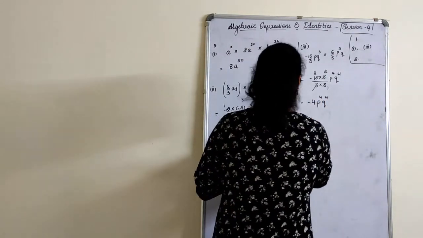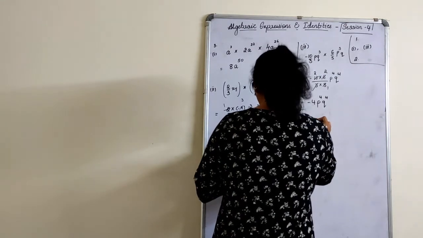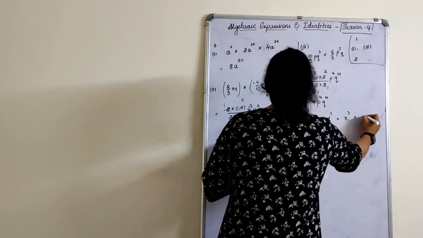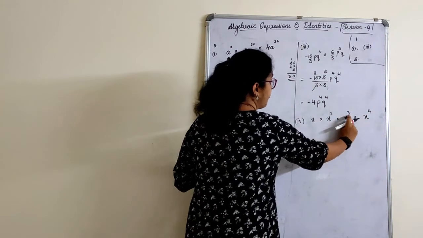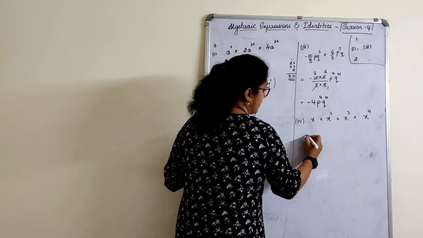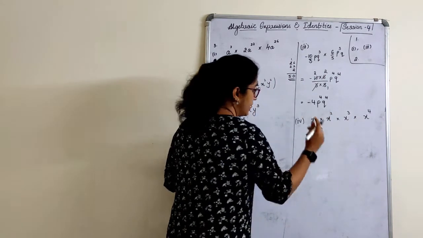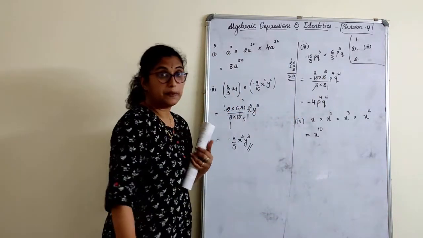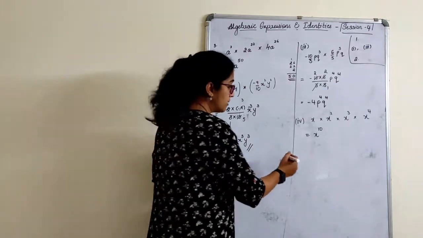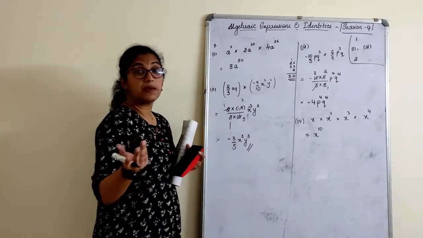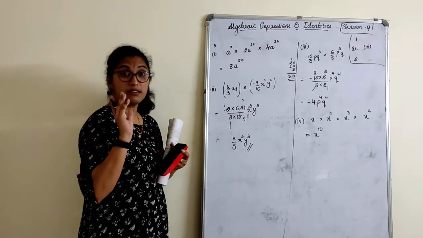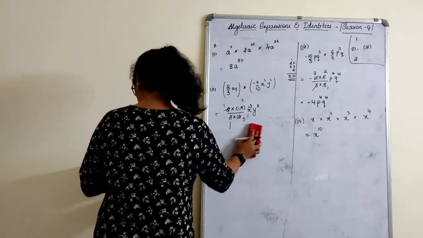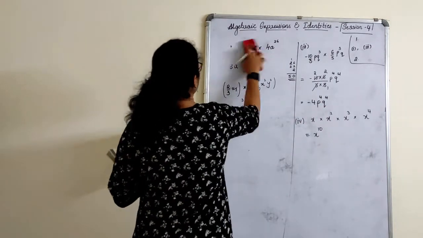And the last one, the fourth one: x into x square into x cube into x 4. 4, 5, 6, 7, 8, 9, 10. x raised to 10. See, powers are added only in multiplication, right? Because in addition you can't do that, since they become unlike terms. Unlike terms can only be multiplied but not added or subtracted. We'll quickly start with the next one.